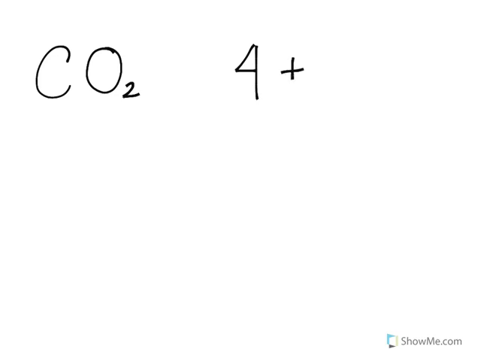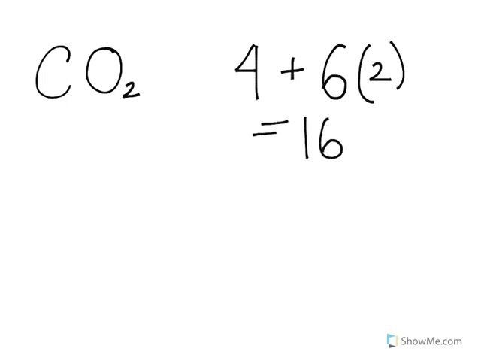And oxygen is under group 6, and that shows us that there are 6 valence electrons in oxygen, and we have 2 oxygens. So we need to multiply this by 2. And that gives us a total of 16 valence electrons.